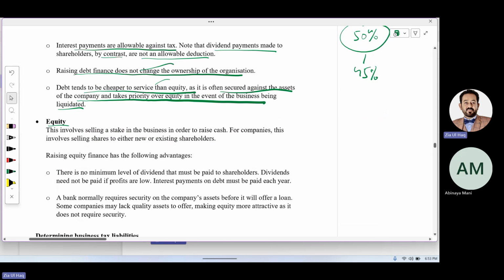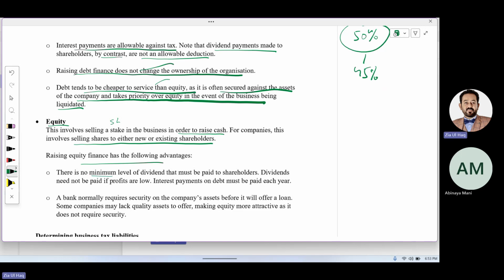What is equity? This involves selling a stake. Stake means a share in the business in order to raise cash. For a company, this involves selling shares to either new or existing shareholders. And raising equity finance has the following advantages. What are the advantages of equity?